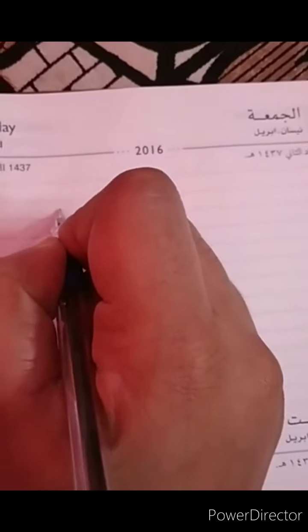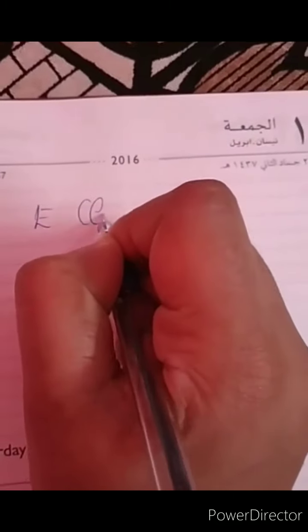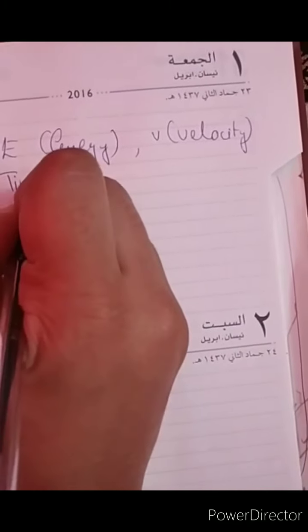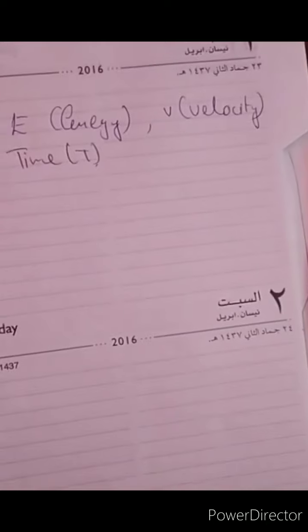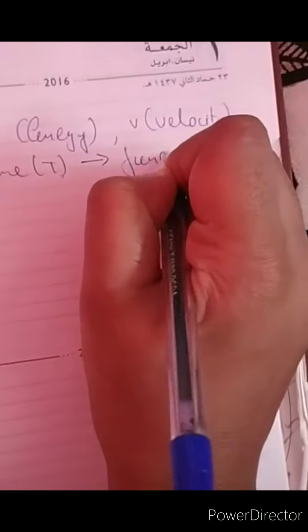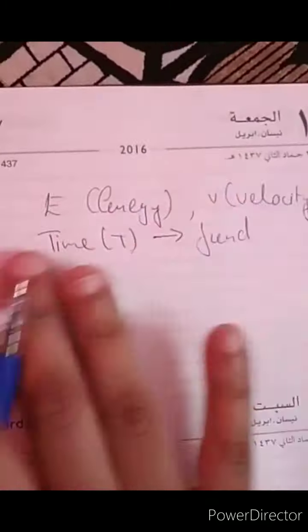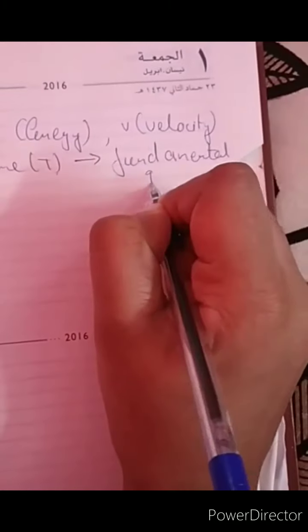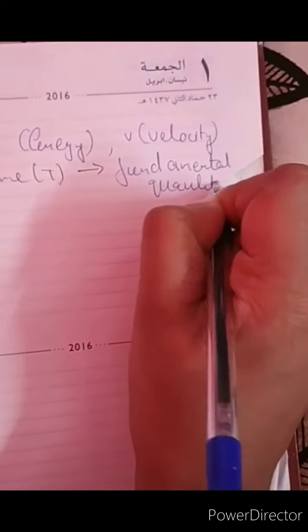So let's try it. Question number 1 says, if E is energy, V is the velocity, and T is time, are chosen as fundamental quantities. In the question they are saying these are fundamental quantities.